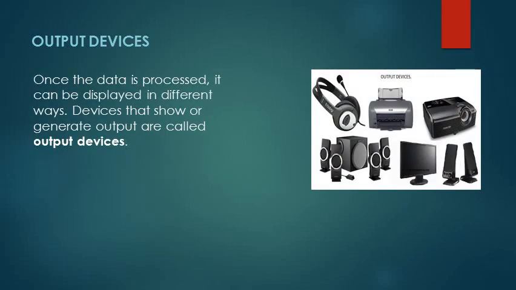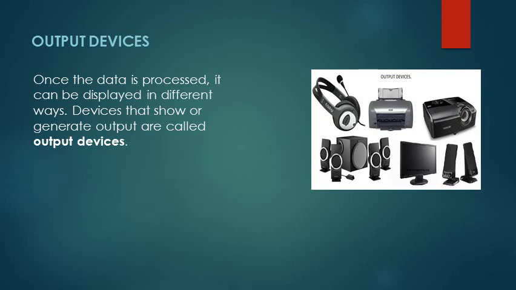Once the data is processed and it is converted into information, it can be displayed in different ways. Devices that show or generate output are called output devices. As we know, the data can be in the form of numbers, text, image, video, animation, and sound. Similarly, converted data, our useful, meaningful information, can be in the form of sound, text, picture, image, and animation.